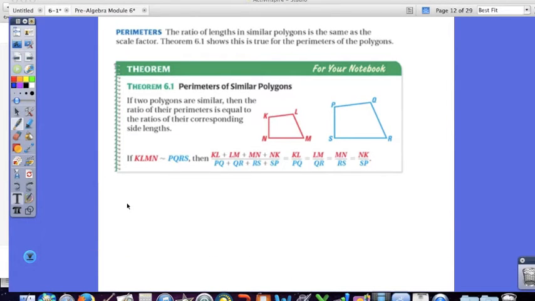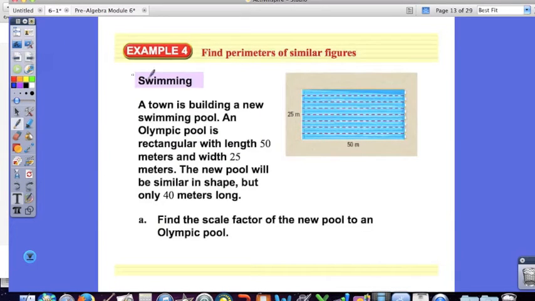The ratio of lengths in similar polygons is the same as the scale factor. Theorem 6.1 shows that this is true for perimeters of polygons also. If two polygons are similar, then the ratio of their perimeters is equal to the ratio of their corresponding side lengths. On a side note, they don't point this out here. This has to do with the fact that length of a side is one-dimensional and perimeter is one-dimensional also. So we can use that.